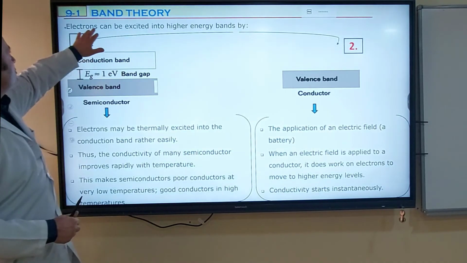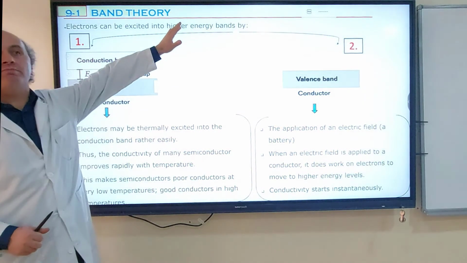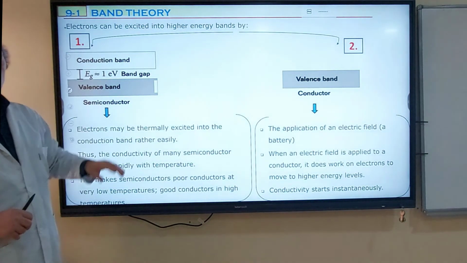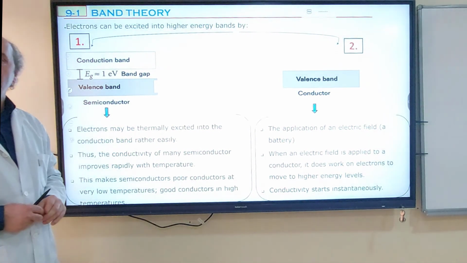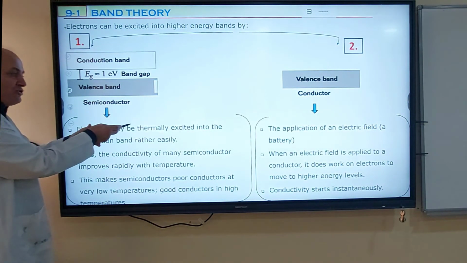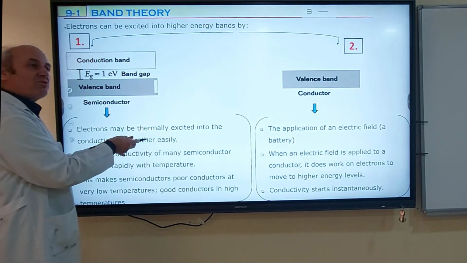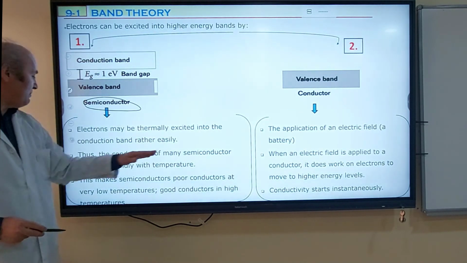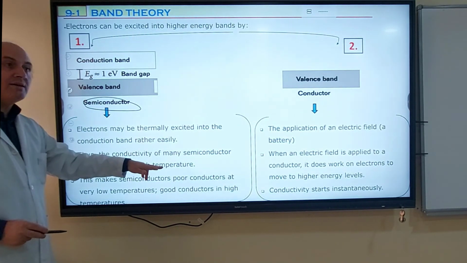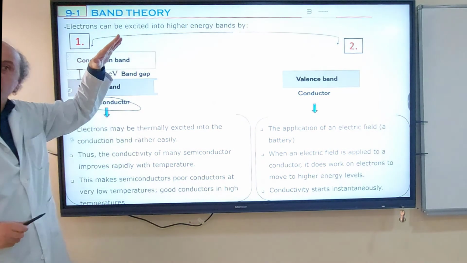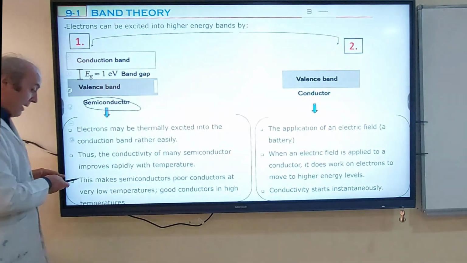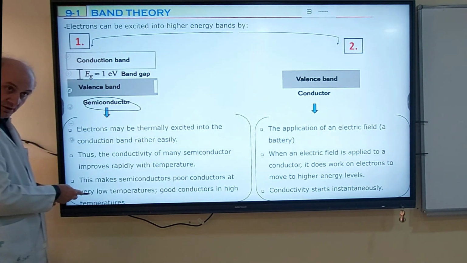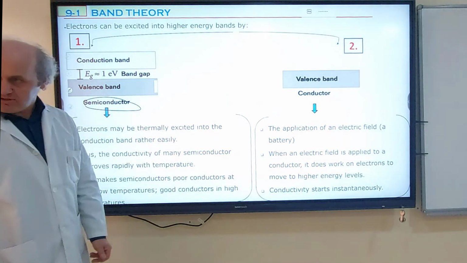And electrons can be excited into the conduction band in 2 ways. One of them is thermal excitation, that is, we are going to heat semiconductors. Electrons may be thermally excited into the conduction band rather easily in semiconductors. Thus, the conductivity of many semiconductors improves rapidly with temperature. As temperature increases, their conductivity increases. But this makes semiconductors poor conductors at low temperature, but good conductors at high temperature.